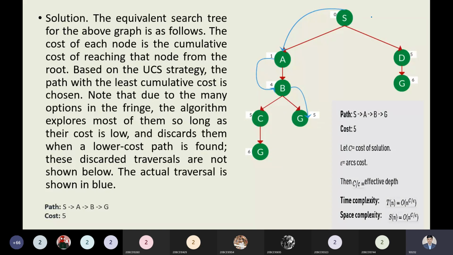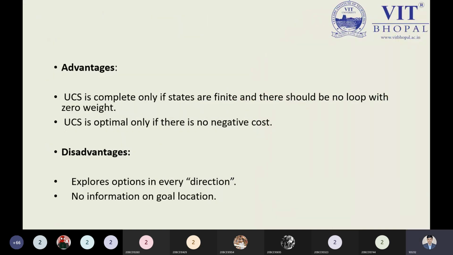Now come to the point. Advantages. Yes, this is a good point. UCS is complete only if states are finite, and there should be no loop with a zero weight. And UCS is optimal only if there is no negative cost. That is the advantage. Suppose we have a negative cost, so definitely we cannot get optimality properly.